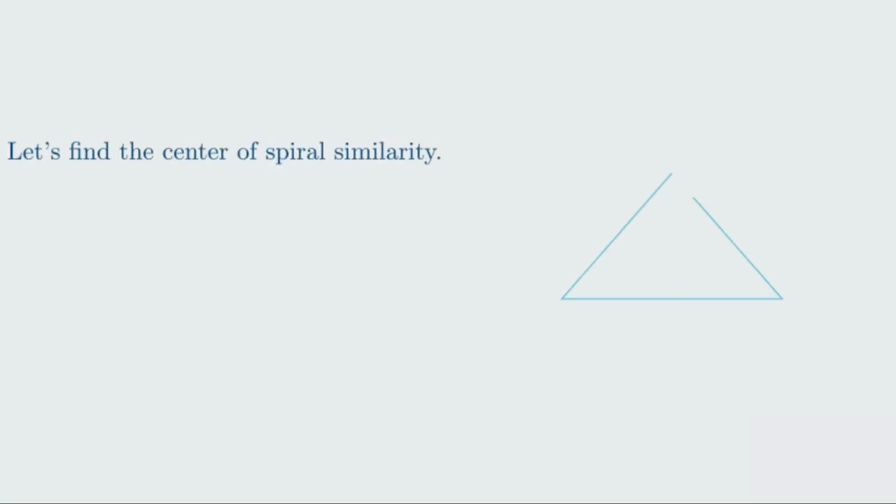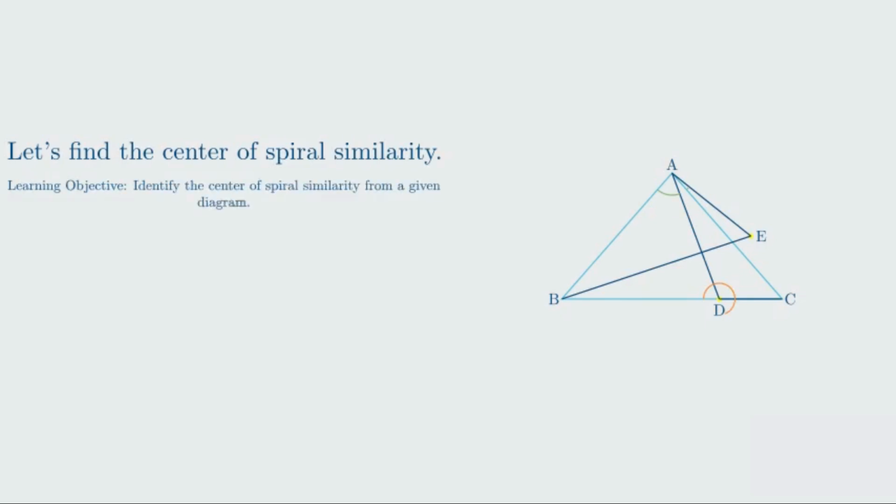Welcome back to the problem. In this scene, we will define a crucial point that will simplify our analysis: the center of the spiral similarity. Our goal here is to identify a specific geometric point that connects the triangles involved in this problem.